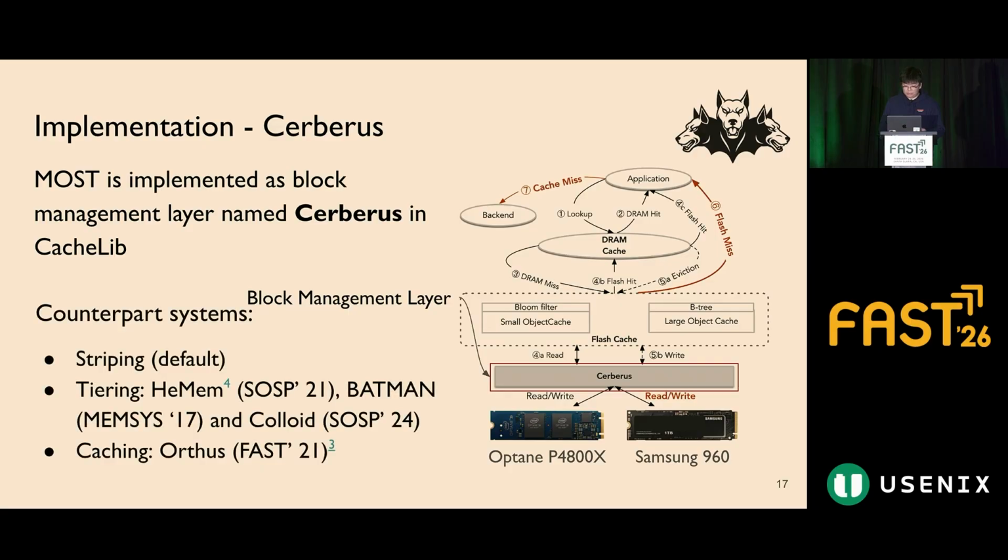First, striping, which is the default method in CacheLib to manage more than 1 device. And also 3 other counterpart systems that are tiering-based. HeMem is a classical tiering system which migrates hot data into the perform tier periodically. Batman and Colloid are both state-of-the-art tiering systems which use migration to balance the load across the tiers. We also implement the state-of-the-art caching system, Orthus, which offloads cache hits to the capacity tier when the perform device is saturated. In the following experiments, we use 2 devices: one Optane SSD as the perform tier, and one Samsung flash SSD as the capacity tier.